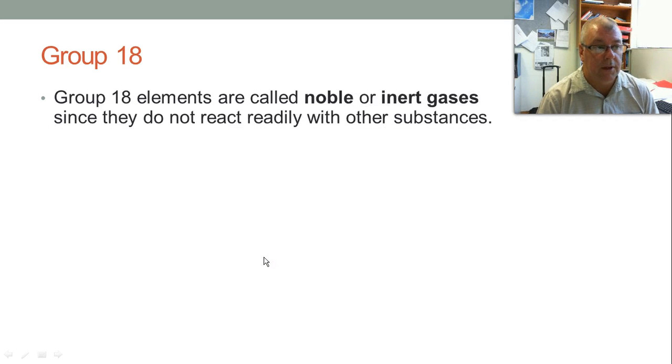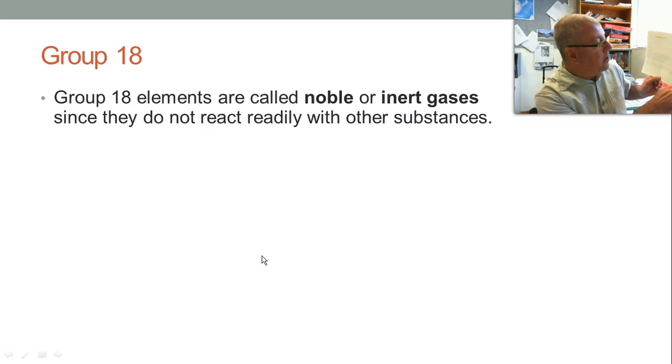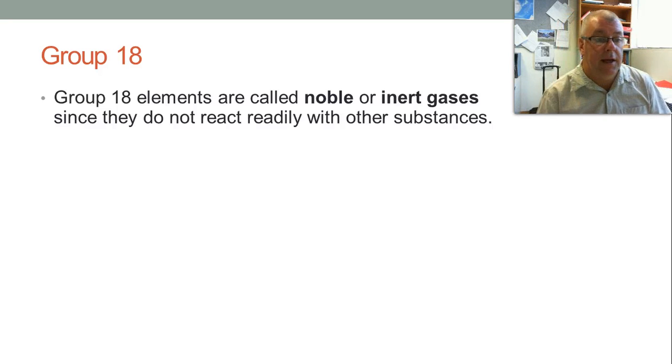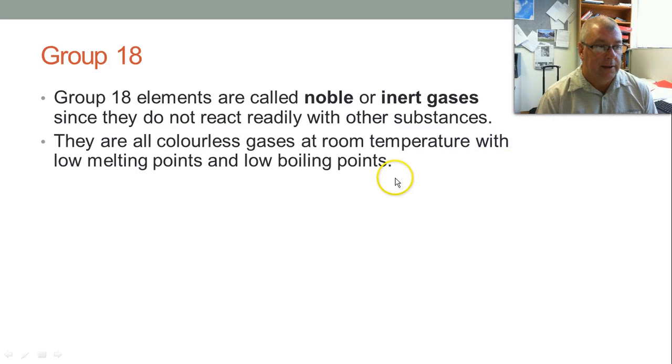And the last group we're going to look at is group 18, which is right over on the furthest right hand side, and these are the noble or inert gases. They'd be called noble or inert because they don't react with things. They have full outer shells, and so they're quite happy not to react with other substances. In fact, to get them to react with other substances you have to put in a lot of energy. They're all colourless gases at room temperature with low melting points and boiling points.